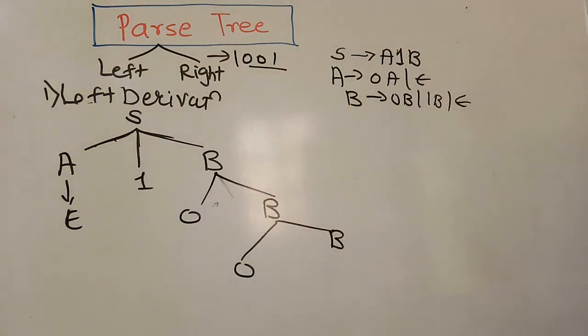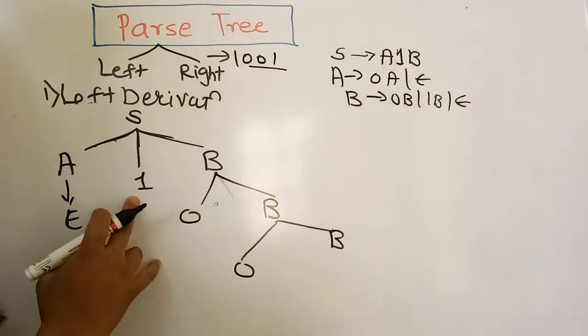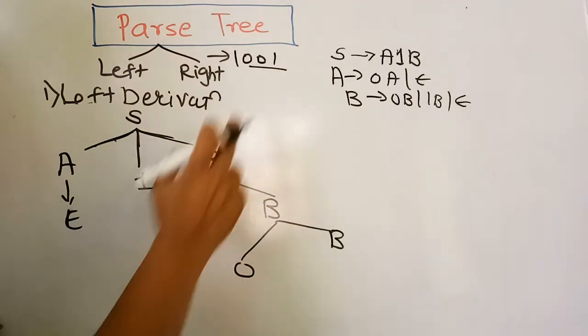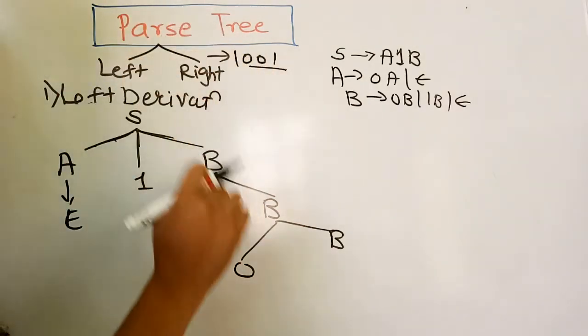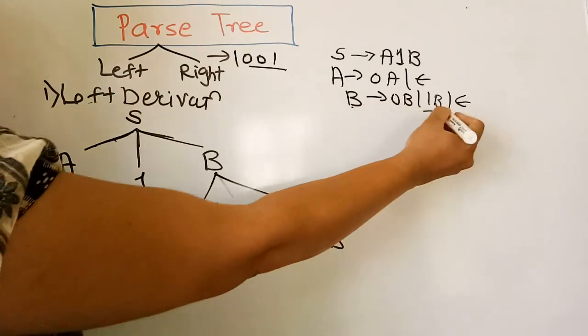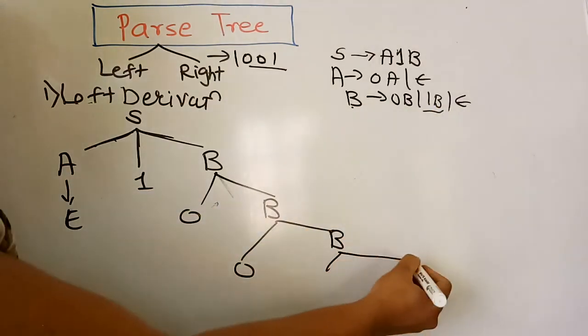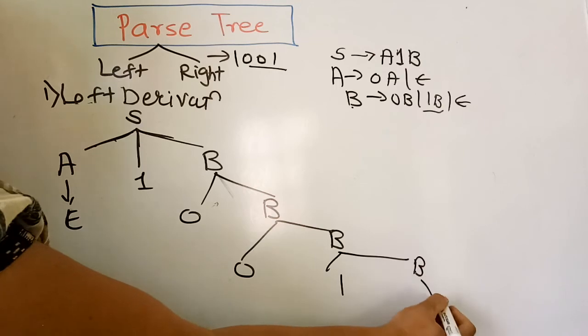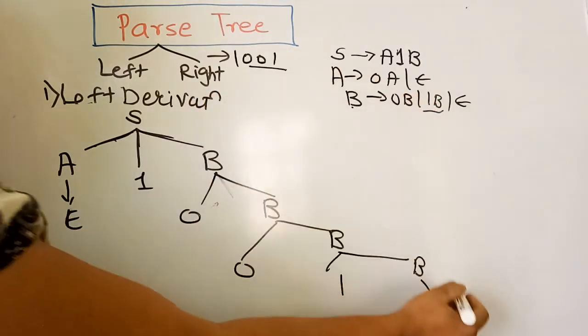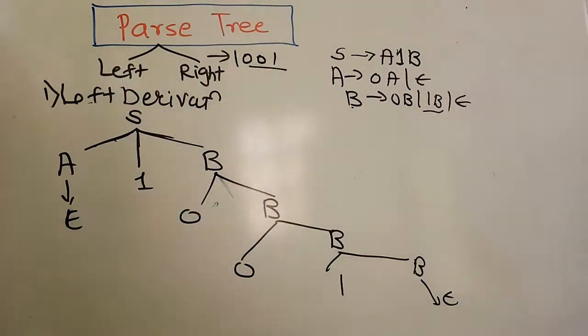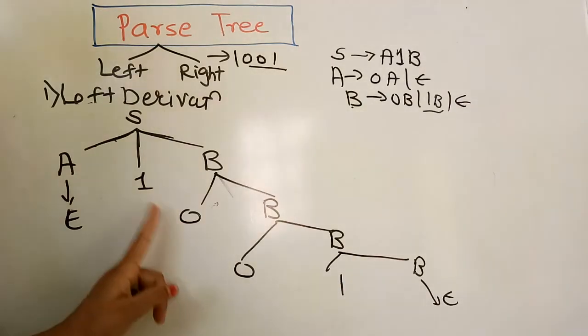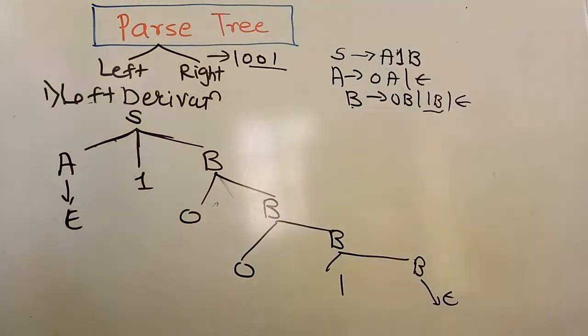And by seeing it carefully, we will get the idea that we have obtained 100, but only 1 remains, and B has the production 1B. So we will replace it with 1B, and at the last B is replaced with epsilon. So this is the leftmost derivation, meaning coming from left to right, we will get this string, that is 1001. Epsilon has no use.